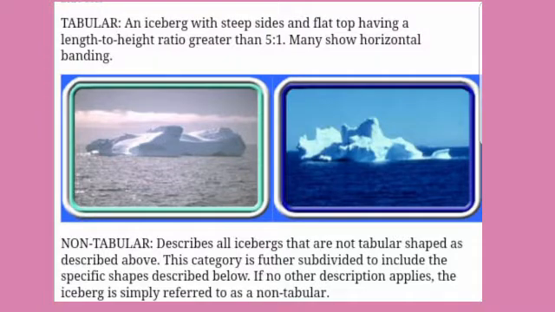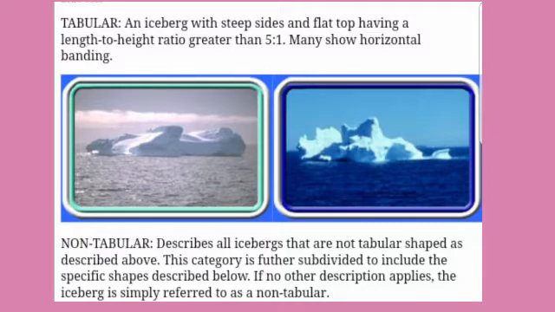Icebergs are grouped under two different shapes, children. That is tabular and non-tabular. A tabular iceberg is an iceberg with steep sides and flat top having a length to height ratio greater than 5:1. Many show horizontal banding also.